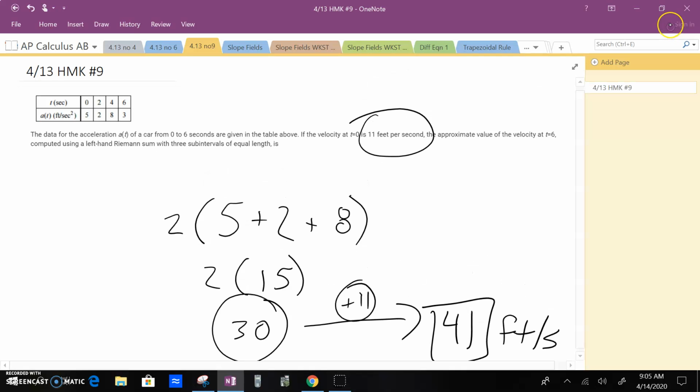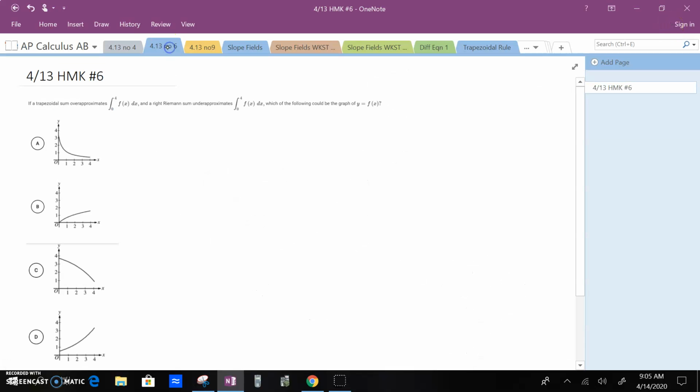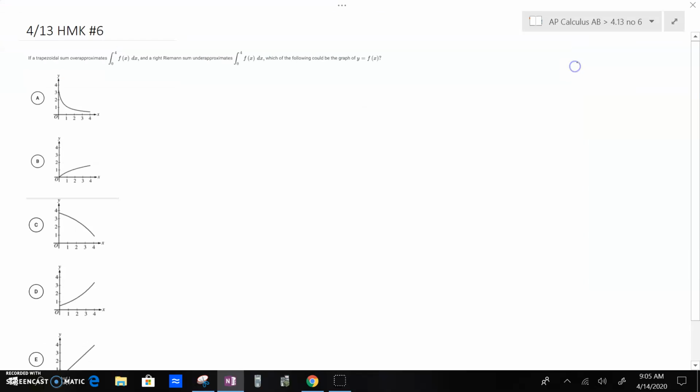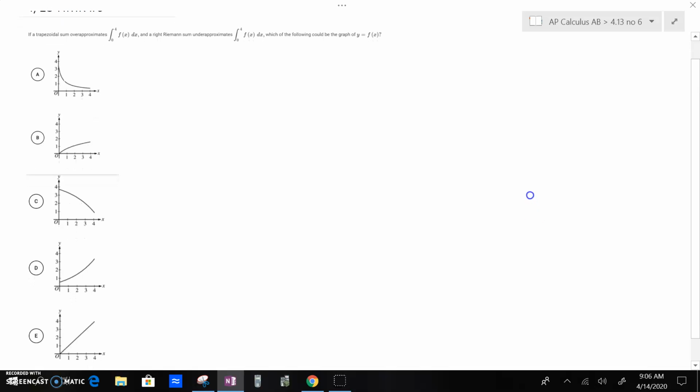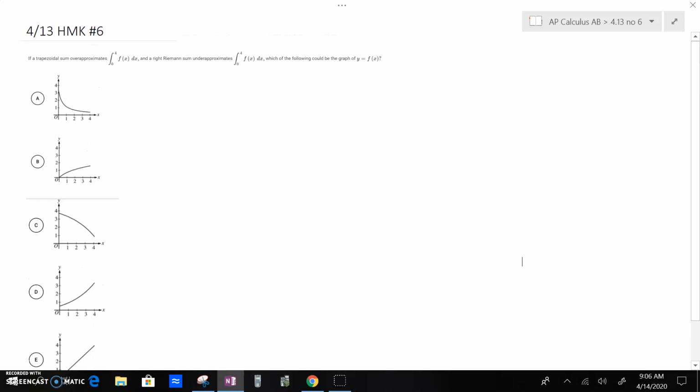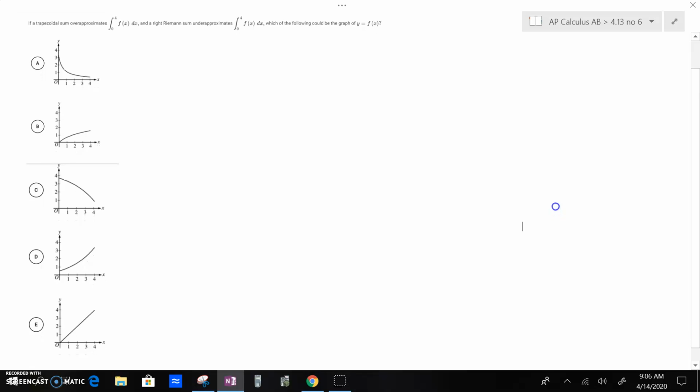And then the third one from the homework that I saw people miss was actually one where there really wasn't any work to do. It was being able to analyze the picture, I guess. So this is number 6 on the homework. I had to make it kind of small so it would all fit on one screen, but it says: the trapezoidal sum approximates the integral from 0 to 4 of f(x) dx, and a right Riemann sum under-approximates. Which of the following is a graph?